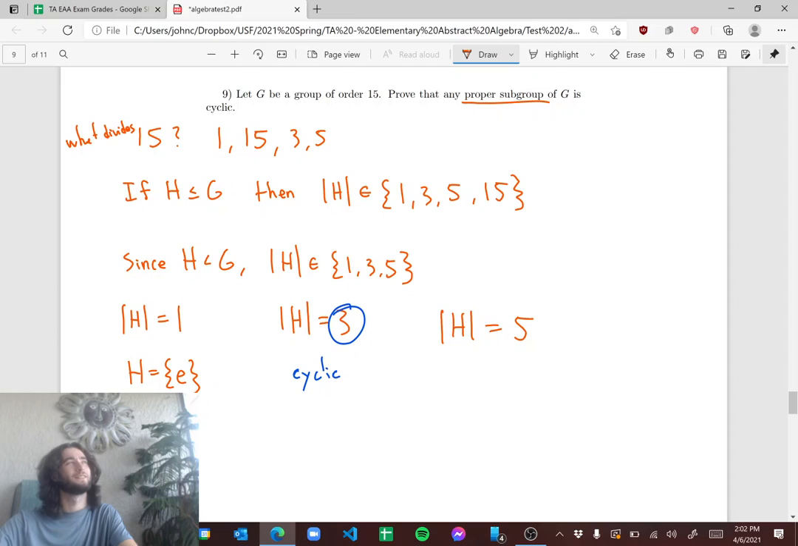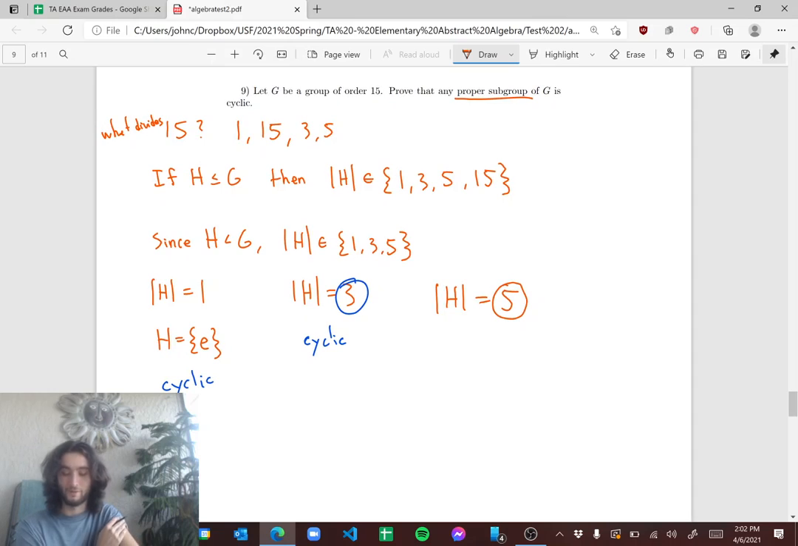But there might be other groups of size 15 which are not cyclic. But even then, their individual subgroups are indeed cyclic. They're proper subgroups, because their proper subgroups are either trivial or of prime order, which we know makes them cyclic by question number 8.